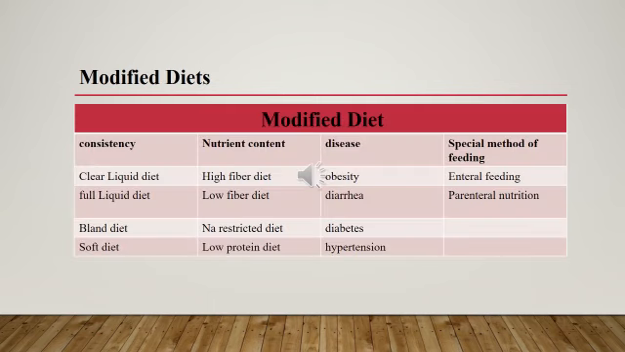Modified diet. Diet modification depends upon the consistency, nutrient content, disease, or method of feeding. In consistency: clear liquid diet, full liquid diet, soft diet, blended diet. Nutrient content: low sodium diet, low potassium diet, low protein diet, high fiber diet, low fiber diet. Disease: in case of constipation, we recommend a high fiber diet, but in case of diarrhea, we recommend a low fiber diet. In hypertension, we recommend a low sodium diet. And there are special methods of feeding like NG feeding.